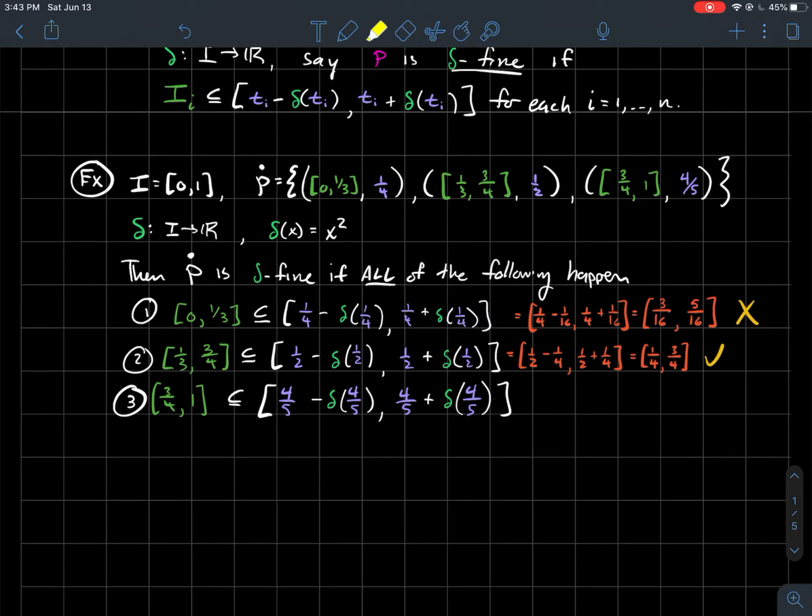So what am I saying to you? It depends on what delta is. I hope that you see that. It's not delta fine for this delta, but maybe P dot is delta fine for some other function. Maybe you could cook one up. Just for completeness though, just to show what I'm doing, I'm going to go ahead and simplify all the rest of these intervals here.